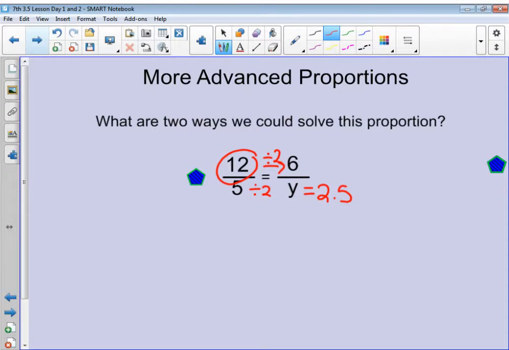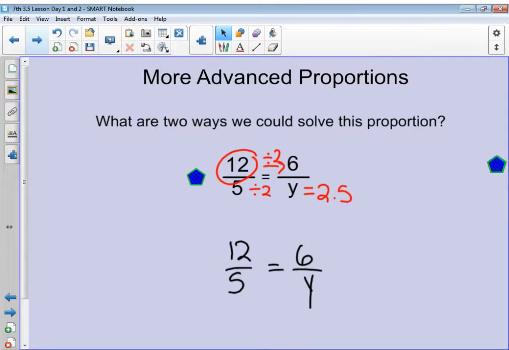Another method that you can use is what we call cross multiply and solve, or cross multiply and divide. So I'm going to write out our original ratio, which was 12 over 5, equal to 6 over y. When we go through to solve this, we can use that process of cross multiply. So we're going to multiply where we have 2 diagonal, and then we're going to divide or solve in the last part.